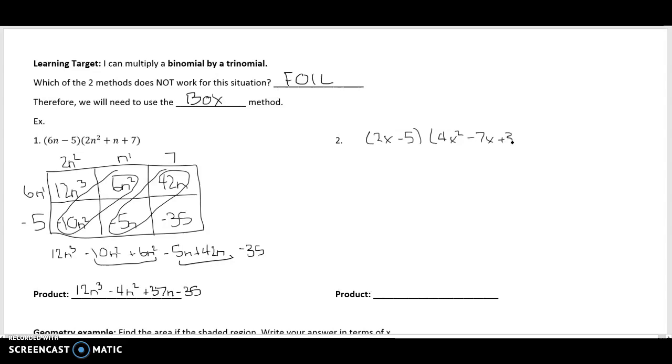Okay? I'm not going to put the work, I'm just going to put the answer. So make sure you pause it. So we would get an 8x cubed minus 34x squared plus 34x minus 15. Boom, done. Okay, so pause, try it, make sure you do get this answer. All right?